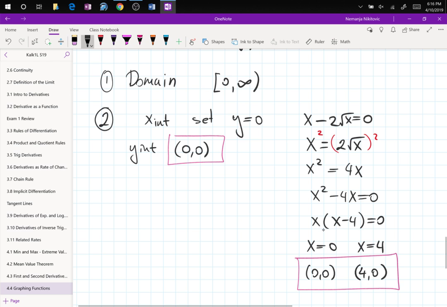All right. Number 3, VA, vertical asymptote. Do we have any vertical asymptotes? Well, x is a polynomial, so it does not have vertical asymptotes. Root x has no vertical asymptotes. I do not have any kind of denominator, so nope, none.